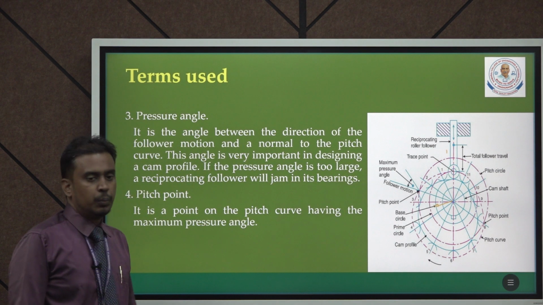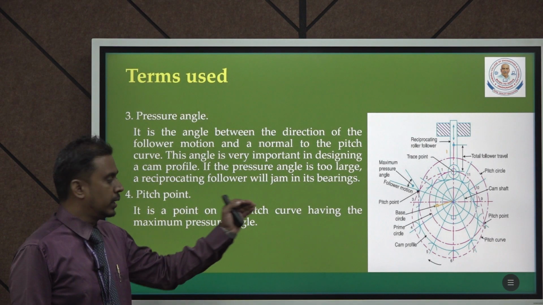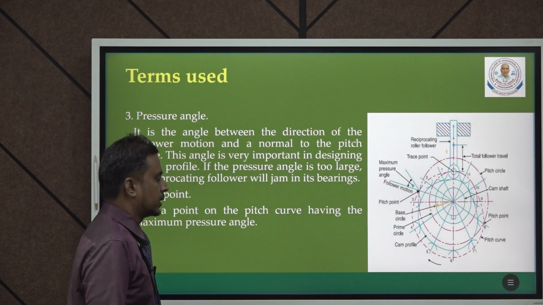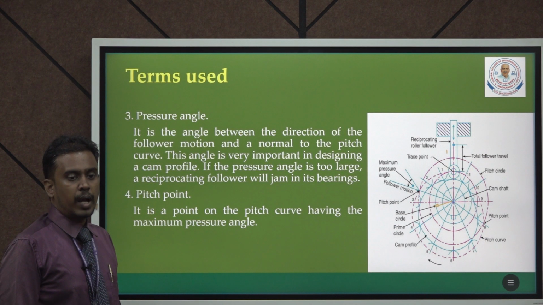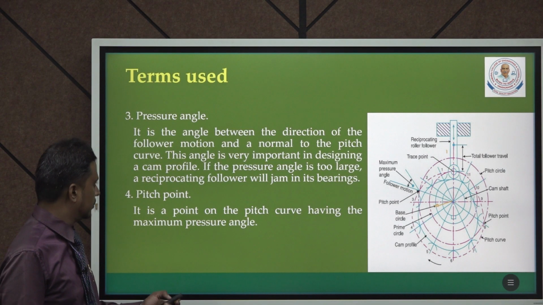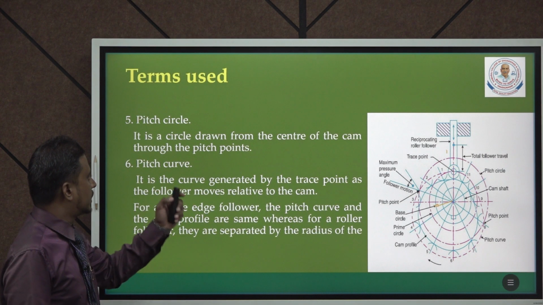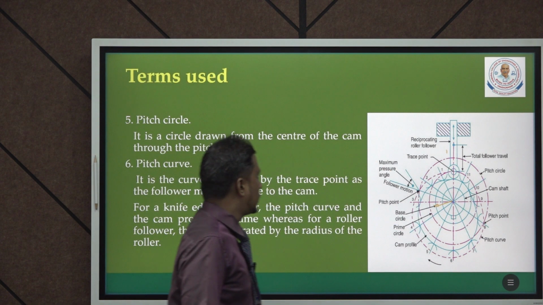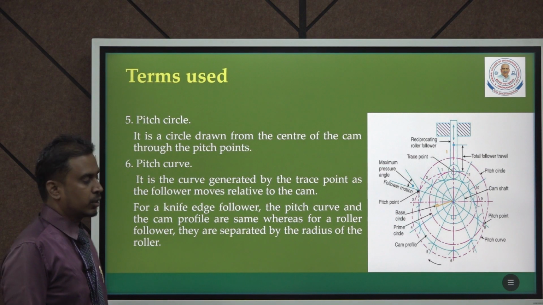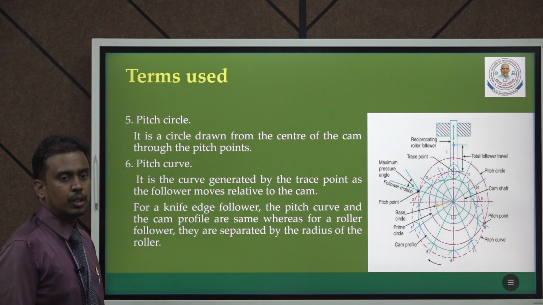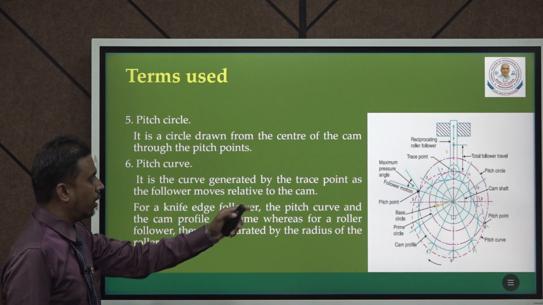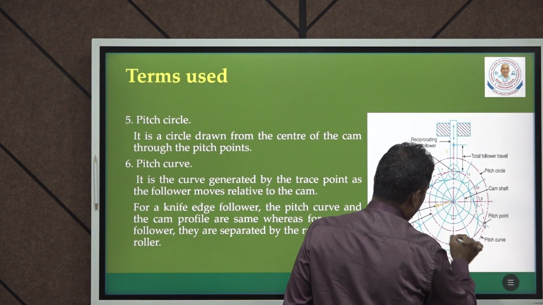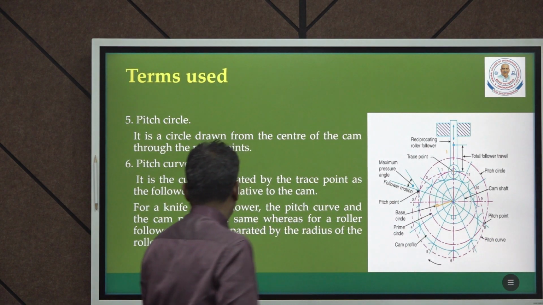The fourth one is the pitch point. If you join all the pitch points, then you will have a pitch curve. The pitch point represents the point at which maximum pressure angle occurs. The next one is pitch circle. If we connect all the pitch points, it forms a pitch circle. The next one is pitch curve. Pitch curve is nothing but the curve generated by all the trace points. If I define this as the trace point, we have to connect all the trace points, then it will be known as the pitch curve.